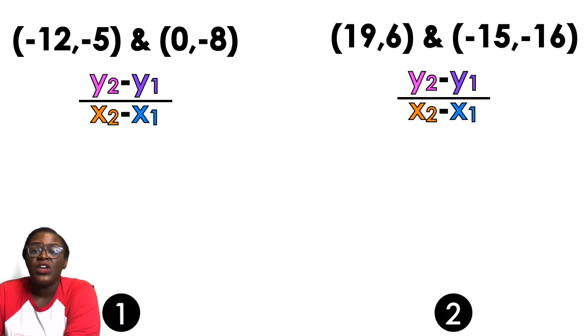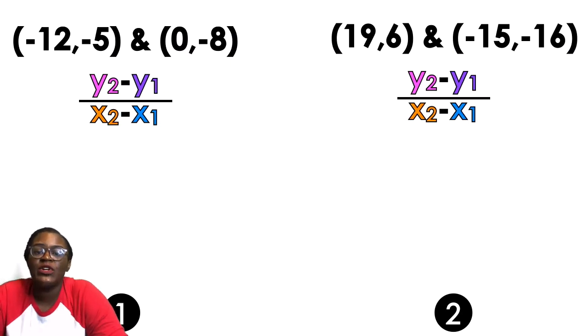It's just that easy. So we know that when we're doing ordered pairs, the first letter is always x, the second letter is always y. So the first point, like negative 12, negative 5, that's point 1, and then 0, negative 8, that's point 2. So when we label them y2, y1, x2, x1, it's always gonna look like that, okay?